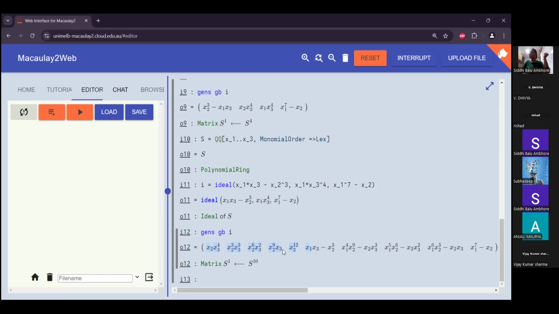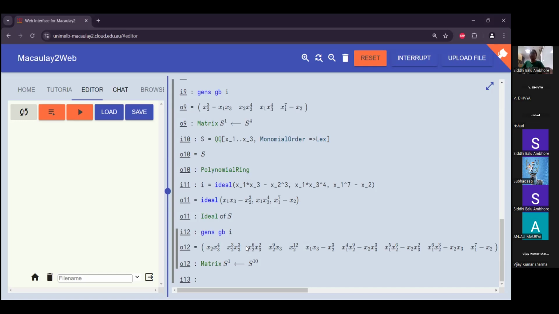Because we fixed the order, graded lex, with respect to that, is that number 10 unique to that ideal, or does it depend on any other thing? I don't think so, because a given ideal could have multiple. Like a vector space, the bases may be different, but the number of bases, that cardinality, should be the same.